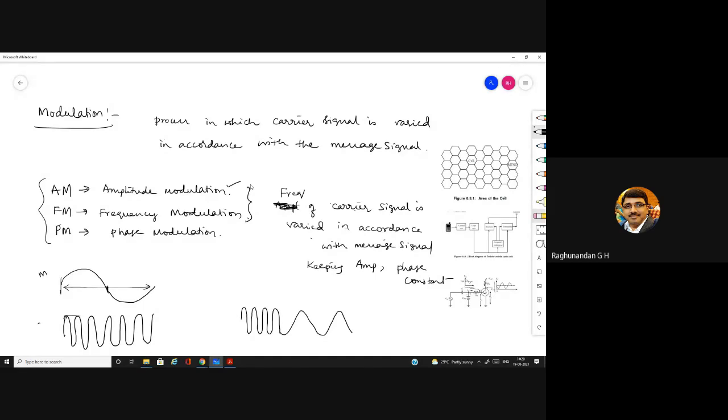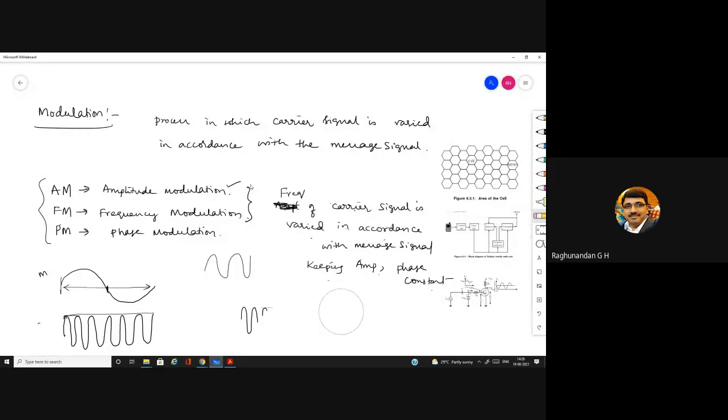So frequency of the carrier is varied in accordance with the message signal, keeping the amplitude and phase constant. You can see that whatever the amplitude we had here, here also we are having same amplitude. And its phase is not changing. It is continuously like this. Phase changing, I'll tell you next. But here only the frequency is changing. So this type of modulation is known as frequency modulation.